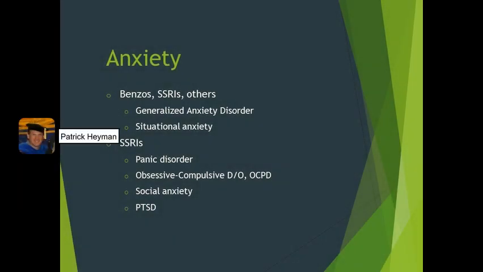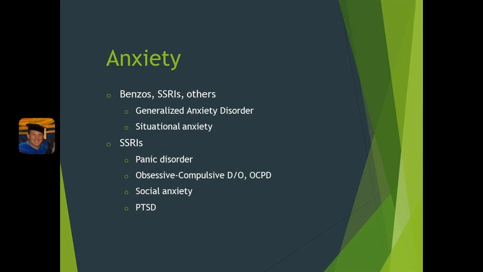Okay. When it comes to anxiety, it's important to understand there's two different types of anxiety. There is generalized anxiety and there is situational anxiety. If a person can tell you what they're anxious about, they have situational. If there is no reason for them to be anxious, they're just anxious, that is generalized anxiety disorder.